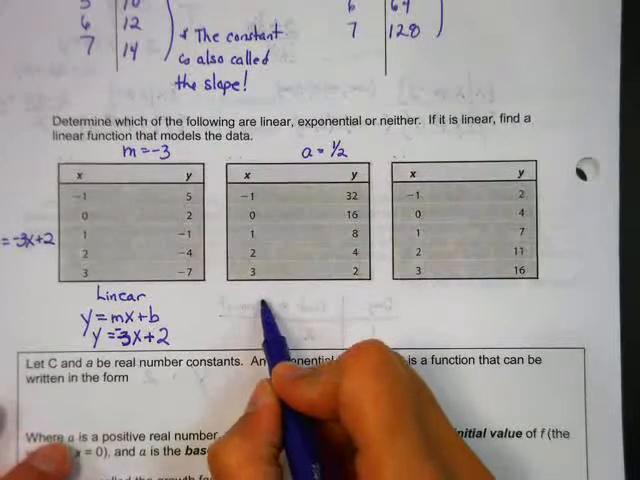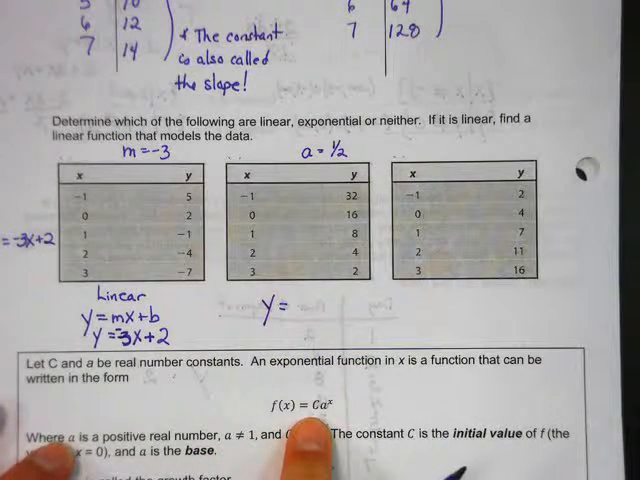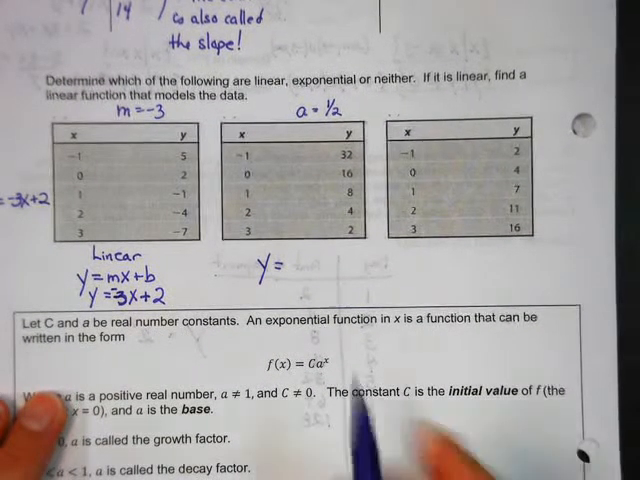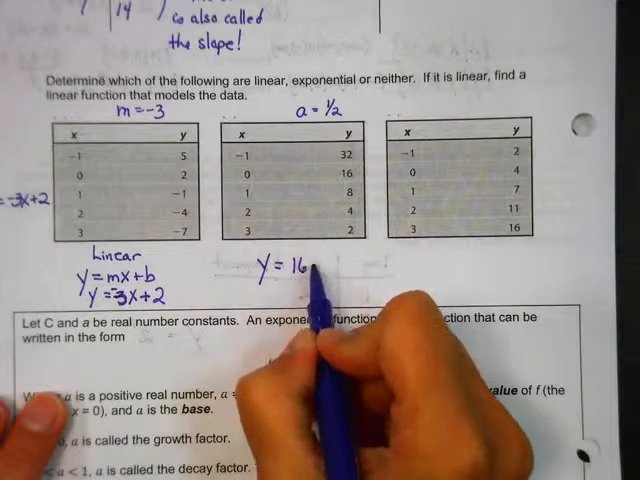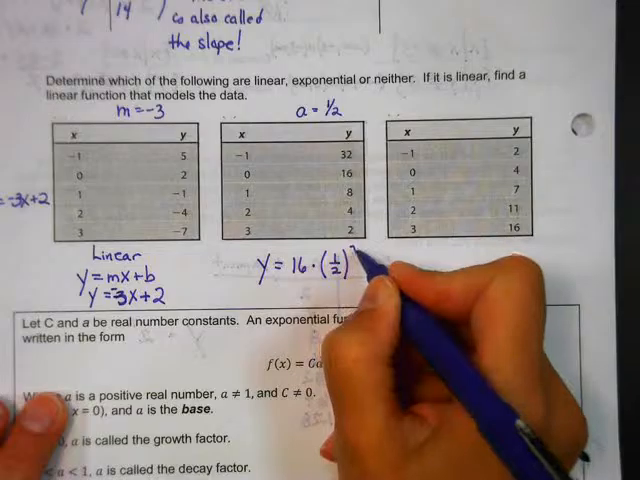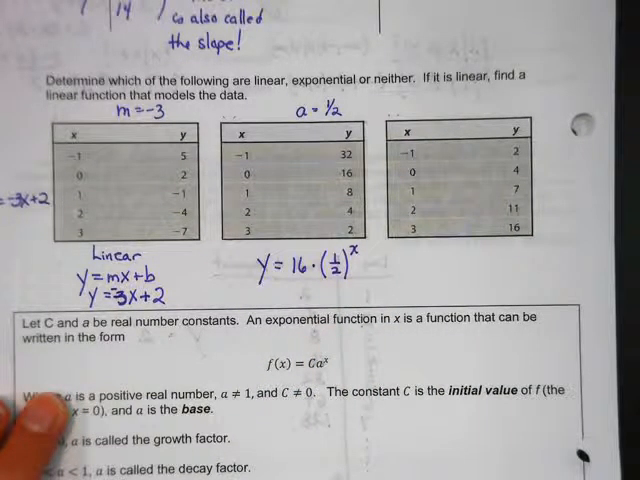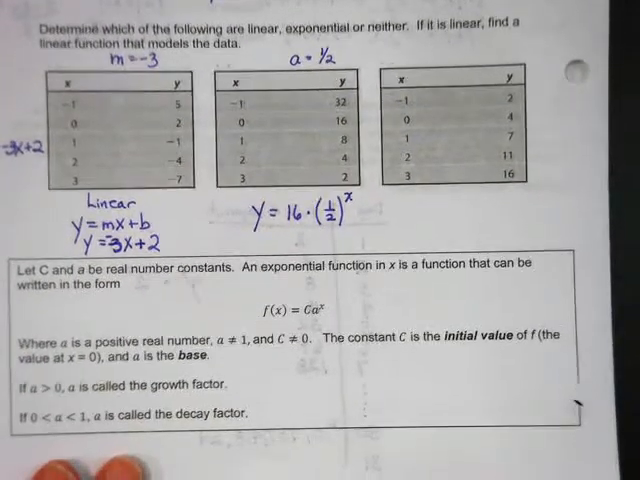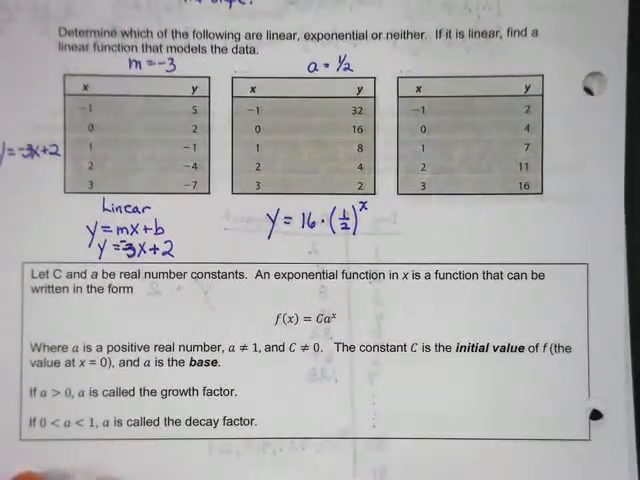You need a starting value, which I have denoted here, and an A value, which is what you're multiplying by each time. So it would be 16 times what I'm multiplying by to generate that table of values, to the x. You have mx plus b burned in your brain. Now we need c times a to the x burned in your brain. So let's put all these together. So we have this exponential function.